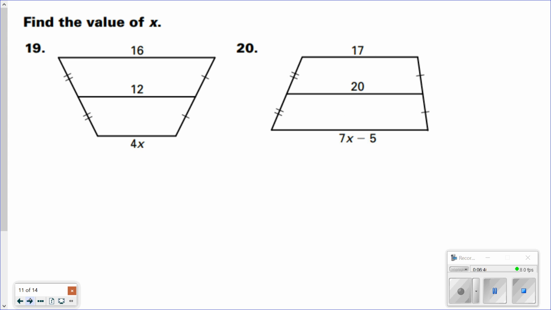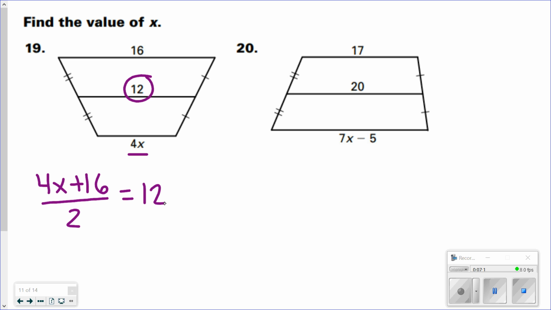All right, let's try this again. Find the value of X. Now, if you look at these problems, we notice that we know what the midsegment is, but we're trying to figure out what the base is. So when I set this equation up, I'm going to do the same thing that I was doing before, where I add up the bases. In this case, one base is 4x, the other base is 16. I'm going to divide that by 2. And we know what the midsegment is equal to, and it's equal to 12. So now I just need to solve for X.